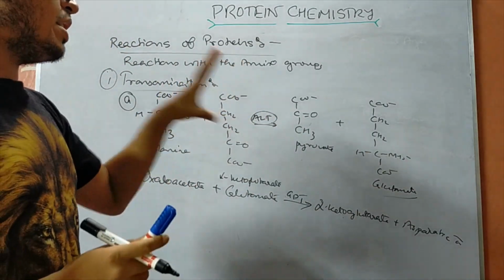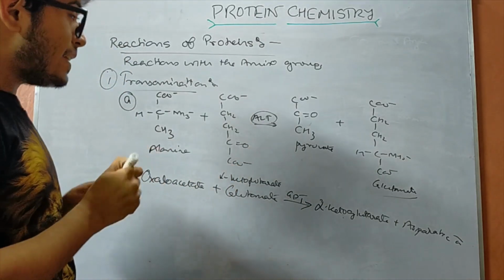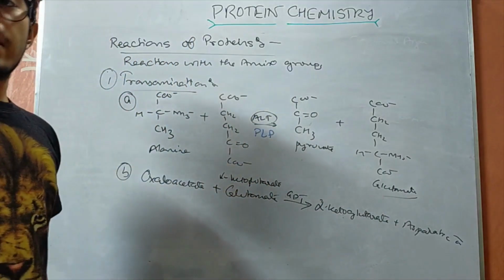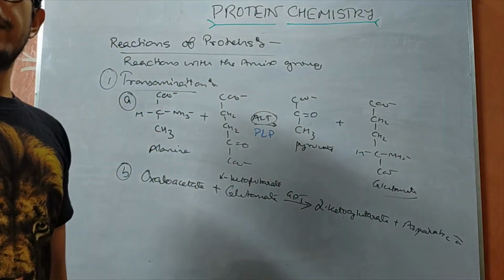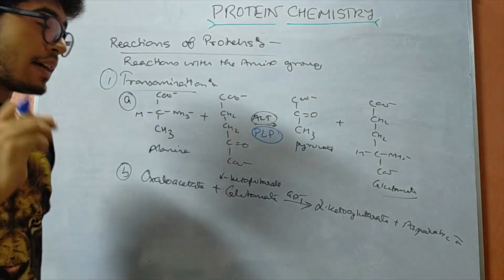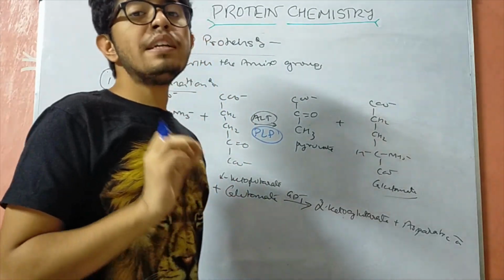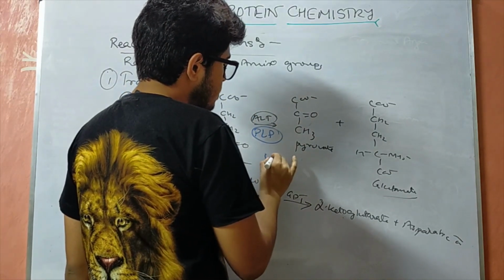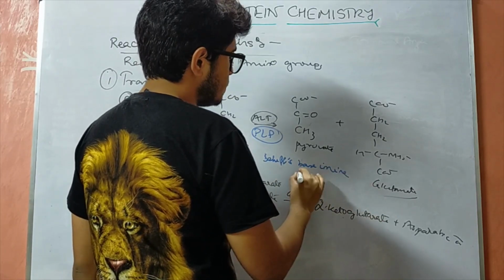The transamination reaction requires PLP, which is pyridoxal 5' phosphate. Pyridoxal 5' phosphate is a derivative of pyridoxine. This PLP is attached to the enzyme molecule by a Schiff's base imine linkage.